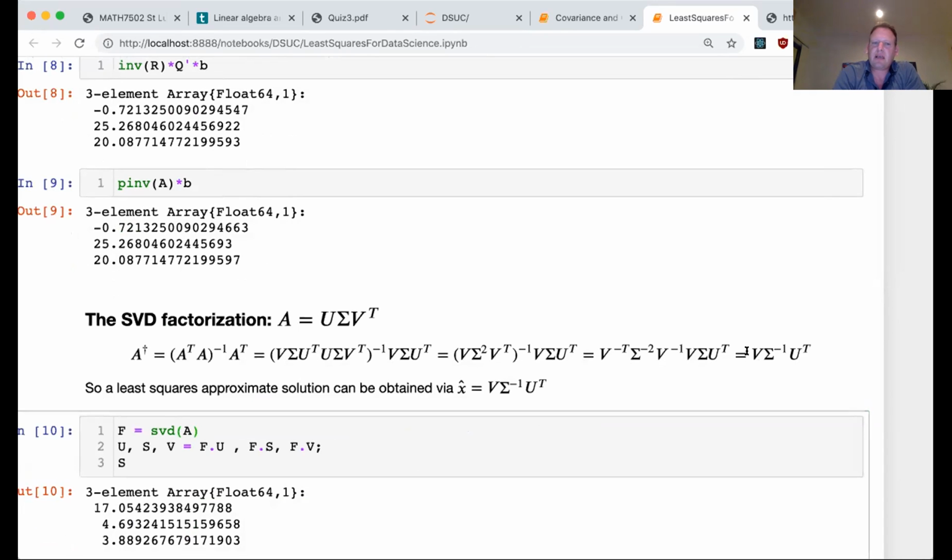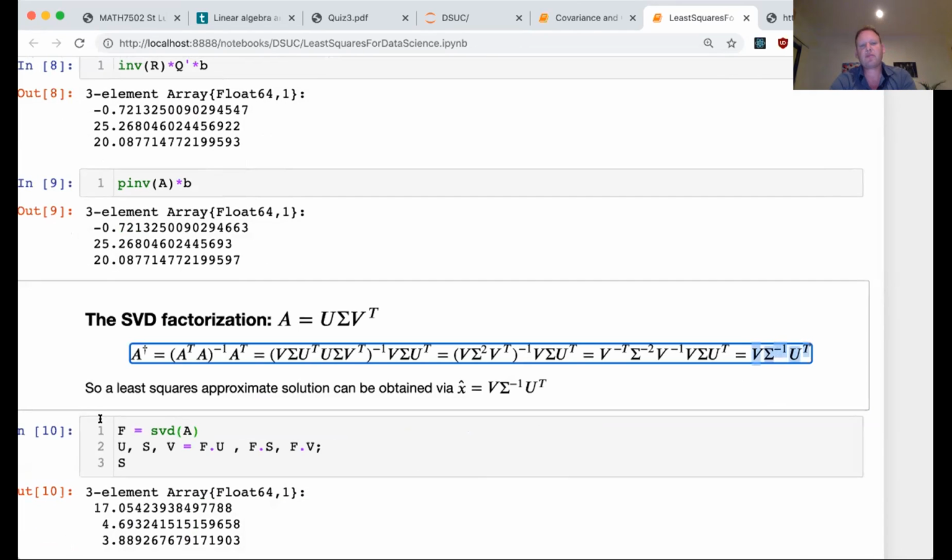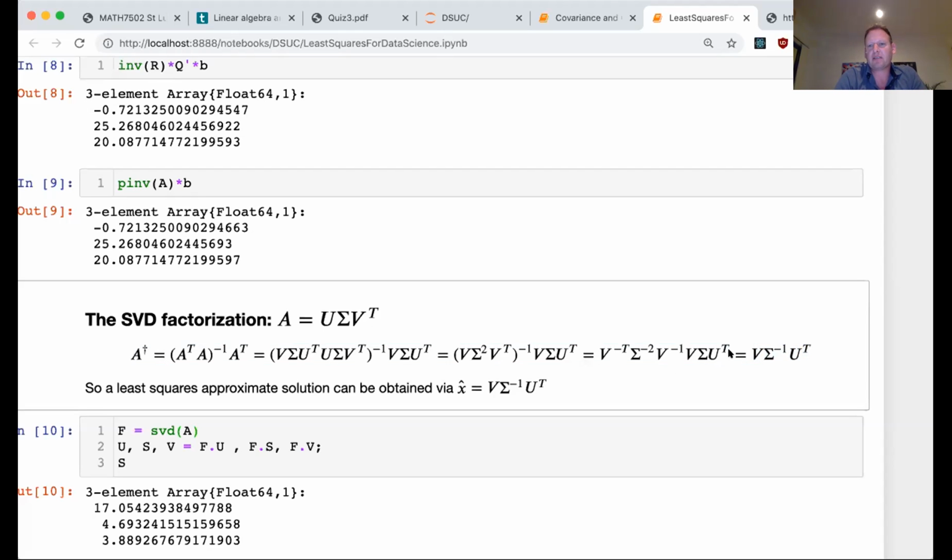The thing I want to show you here is this formula for A dagger, the pseudo inverse, given in terms of the singular value decomposition. You take your singular value decomposition, U sigma V transposed, but what you have is V sigma inverse U transposed. Now, what's the matrix sigma inverse? Sigma is a diagonal matrix. So what's sigma inverse?